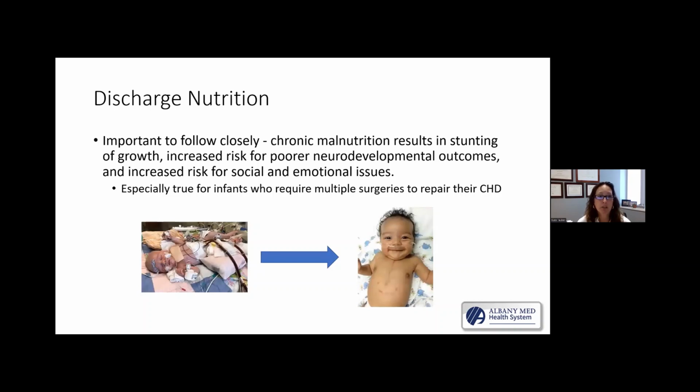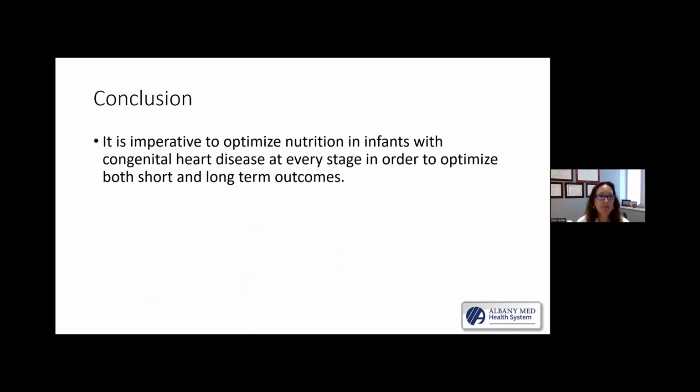So we also want to make sure that we follow these infants closely post-discharge from the NICU or PICU. They can develop chronic malnutrition, and this can result in stunting of growth, increased risk for poor neurodevelopmental outcomes, and an increased risk for social and emotional issues. And this is especially true for infants who require multiple surgeries to repair their type of congenital heart defects. So in conclusion, it's imperative to optimize nutrition in infants with congenital heart disease at every stage in order to optimize both short and long-term outcomes.